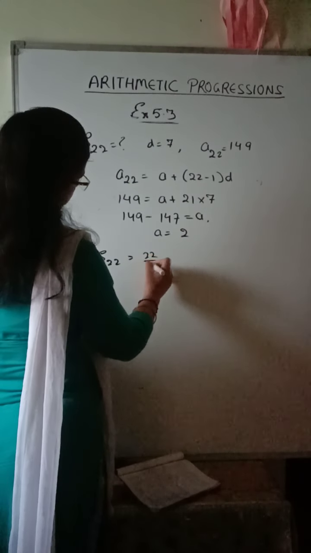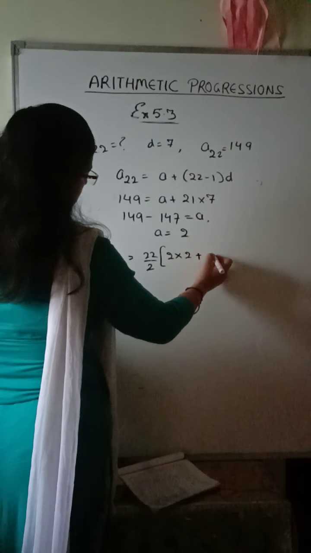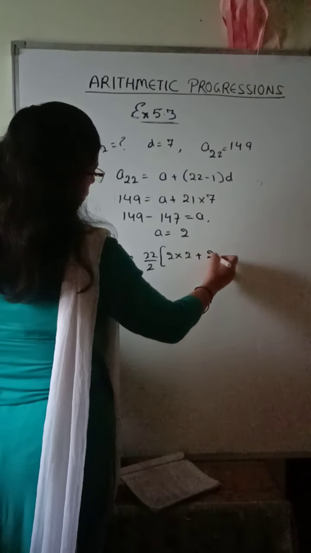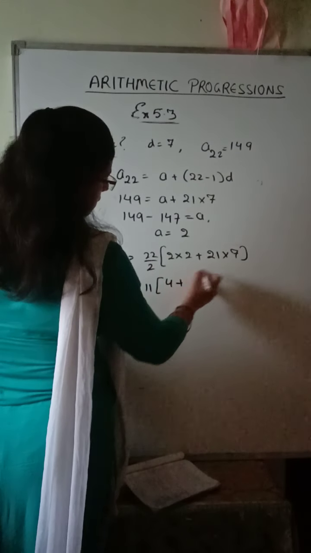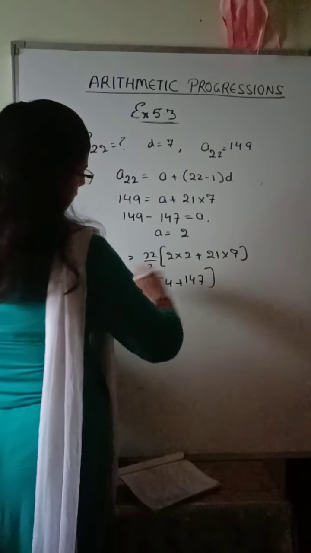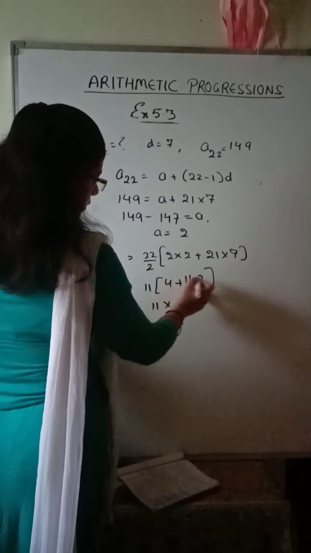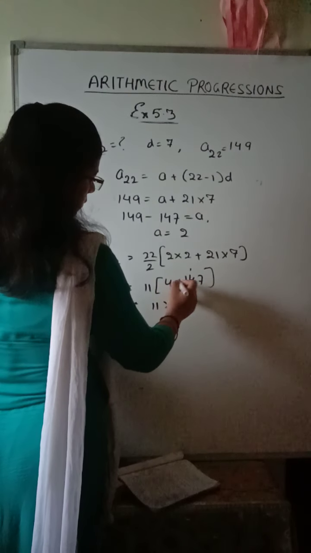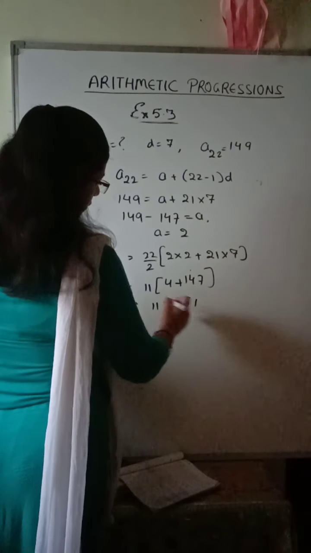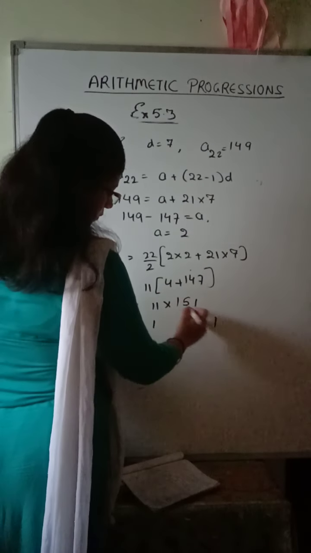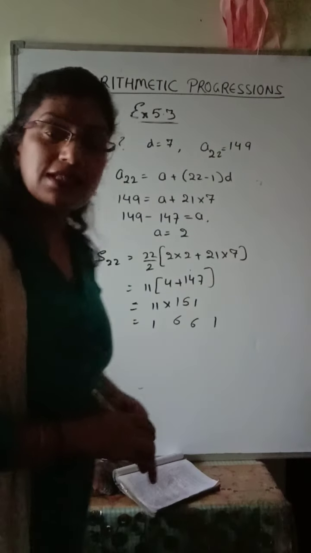n by 2, 2a plus n minus 1, 22 minus 1, 21 into d is 7. 4 plus 147. We have to add it, so 151. Now multiply by 11: 1661. So the answer is 1661.